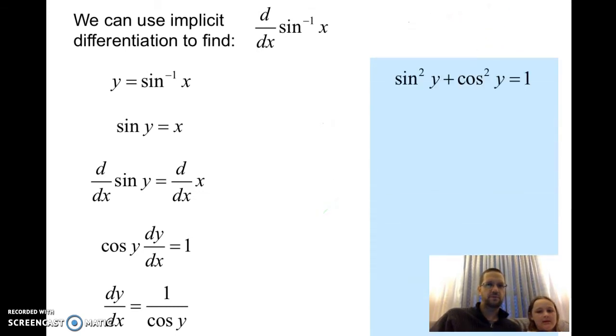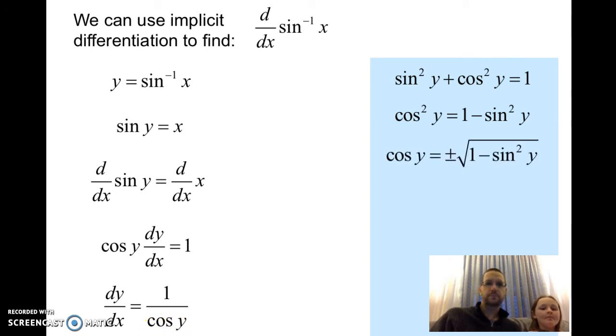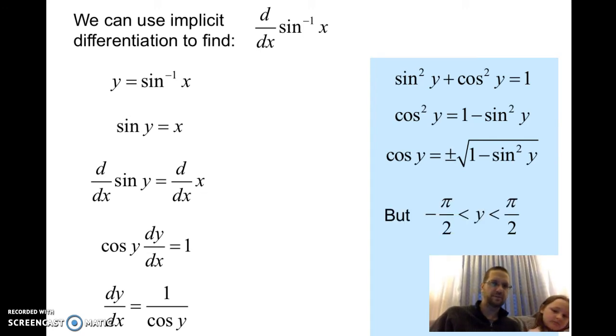Here comes our sidebar blue box, going with the Godfather equation. My sine squared plus cosine squared has to equal 1. Solving that for cosine y, because we've got cosine y in our denominator, we get a plus or minus. Based on the restricted domain, we know it's got to be the positive version of that square root.